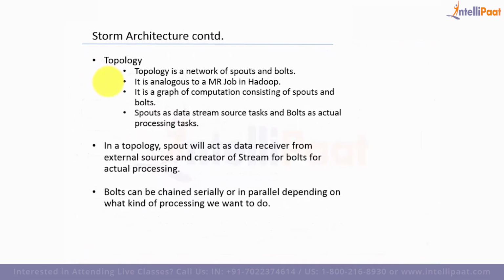Topology is another interesting aspect in the Storm architecture. Topology is a network of spouts and bolts. So we have discussed that a spout is a stream, or an unbounded supply of tuples or data, and a bolt is a way to process. A topology is a collection of both these things, or you can say a workflow. Earlier we have already discussed that topologies are analogous to the MapReduce jobs in Hadoop.